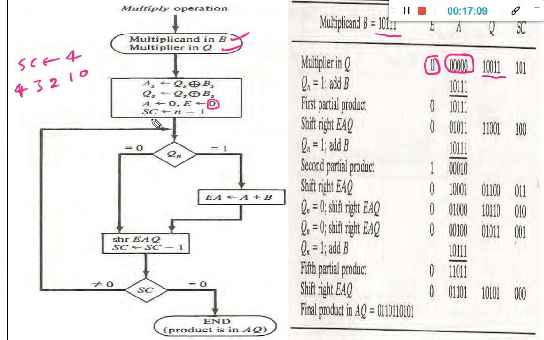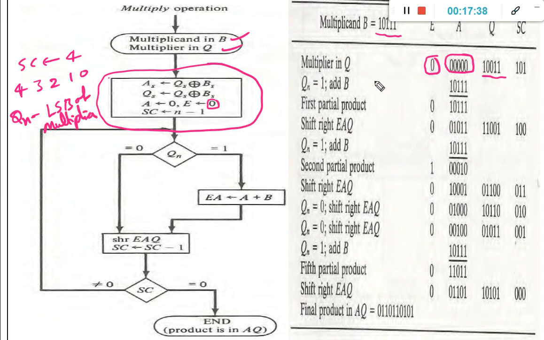So the initial value has been set to the sequence counter. So this is the initialization part, and the initialization part is over. Next comes the actual implementation, which is based on the Qn value. So what does Qn represent? Qn represents the least significant bit of the multiplier. What is the least significant bit of the multiplier? This one.